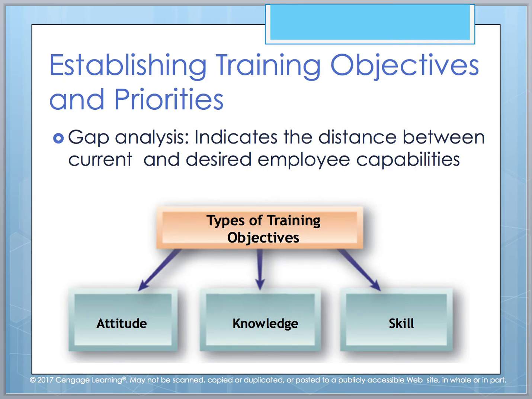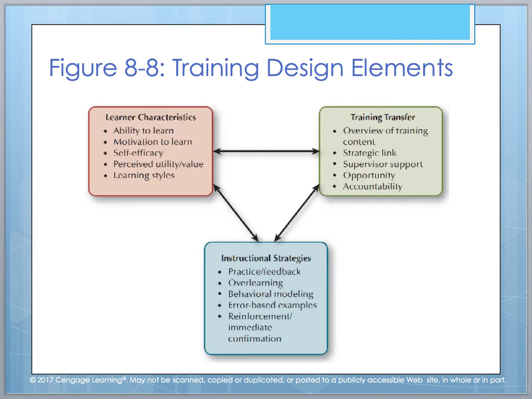When you establish training objectives and priorities, there is a gap analysis where you need to indicate the distance between current and desired employee capabilities. What types of training will meet those objectives, whether it's attitude, knowledge, or skill? Because there's always a gap between where they are and where you'd like them to be.